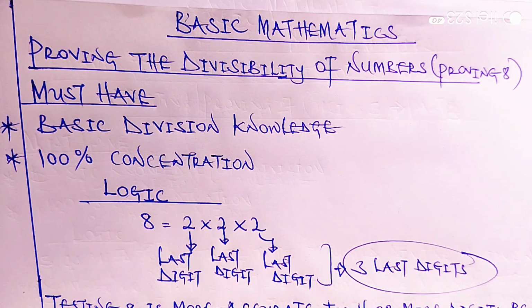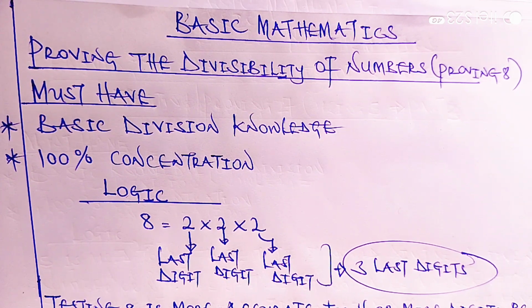Today we're going to be looking at Proven 8. It's been a wonderful time working on this series, Proving the Divisibility of Numbers. So quickly, before we dash into Proven 8, how do we get to know if 8 will divide a number without a remainder or if there will be a remainder?